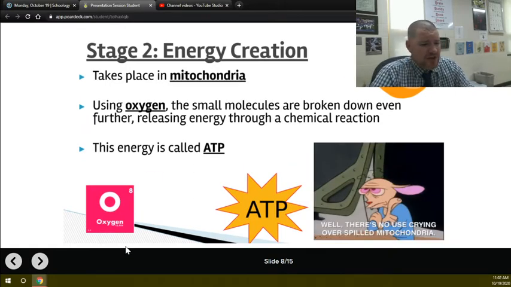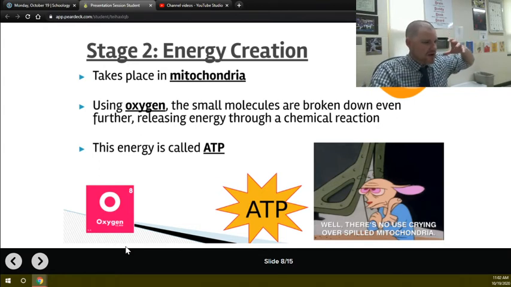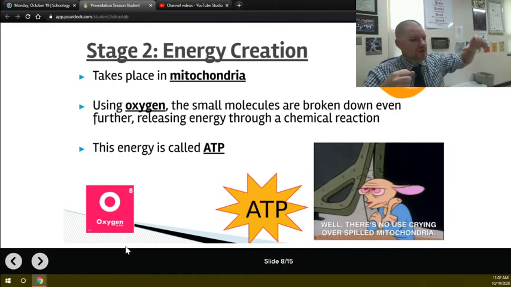Stage number 2 is where all the energy happens. It takes place in the mitochondria. Remember, it's the powerhouse of our cell, so it is going to be supplying a lot of the energy. How it does that is by breaking apart these molecules. Using oxygen, the mitochondria actually uses the oxygen that you take in when you breathe, and it also grabs a sugar molecule, and it uses the oxygen to basically tear apart the sugar molecule.